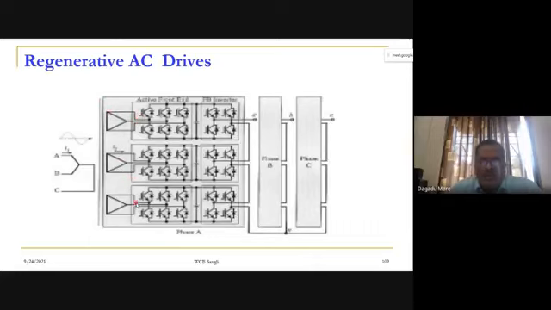Again, it will be regenerative. Why is it regenerative? Because the PWM rectifier is bidirectional. So now our drive will be 4-quadrant with regenerative braking, because power flows in both directions. It means traction drives, rolling mill drives, lifts, and elevator drives. So this is all about the applications of regenerative and non-regenerative AC drives.